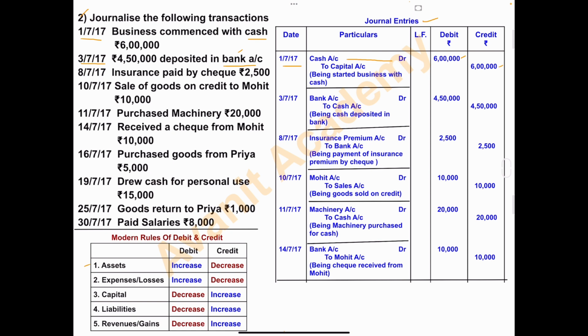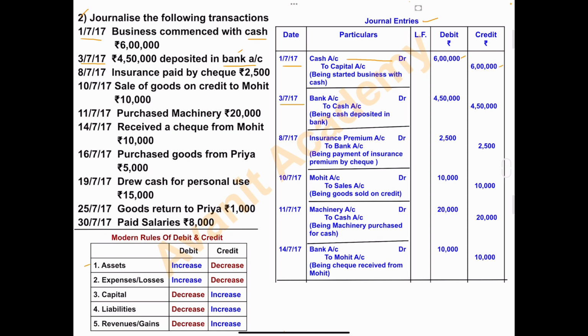Got this second transaction: deposited in bank account is to be debited because the bank balance is increased. And on the other hand, cash in hand is decreased by rupees 4,50,000. So cash account is to be credited. So the entry is bank account debtor to cash account. So we'll pass the entries right here.